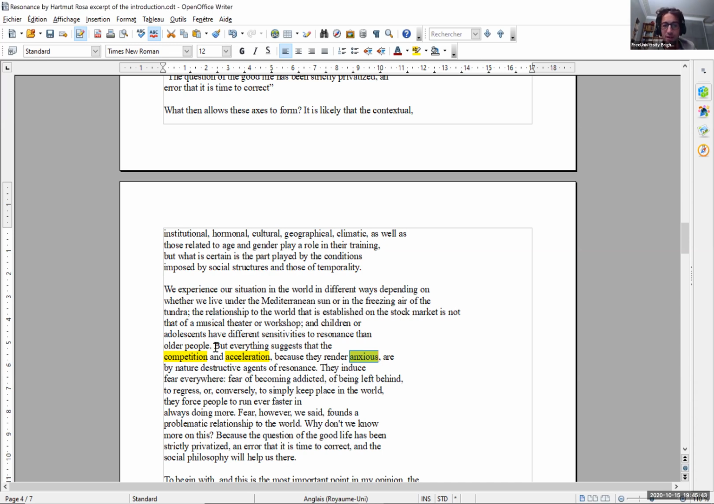But everything suggests that the competition and acceleration, because they render anxious, are by nature destructive agents of resonance. So we are working here on what would be the enemy of resonance, which helps us define resonance in a way. Well, it can't be Mediterranean sun. Sorry? Can't be Mediterranean sun in that second paragraph there. Yeah. I think it's something else. I think it could be the stock market.